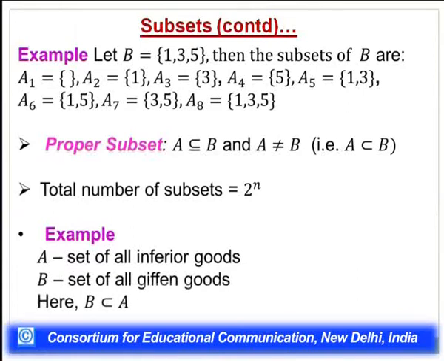that can be conceived. Then the other subsets of the set B would be the sets A2 consisting of 1, A3 consisting of the number 3, A4 consisting of the number 5, then A5, A6, A7, and finally A8, which you can see is nothing but the set B itself.